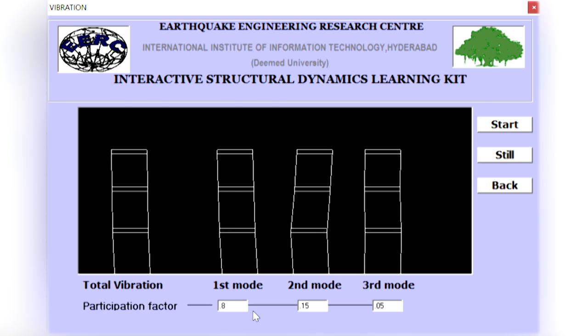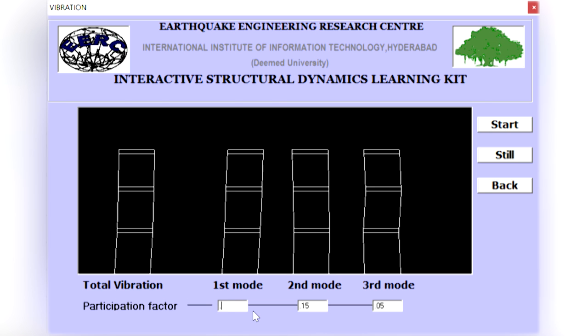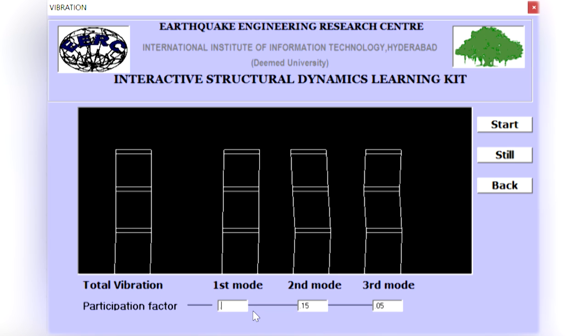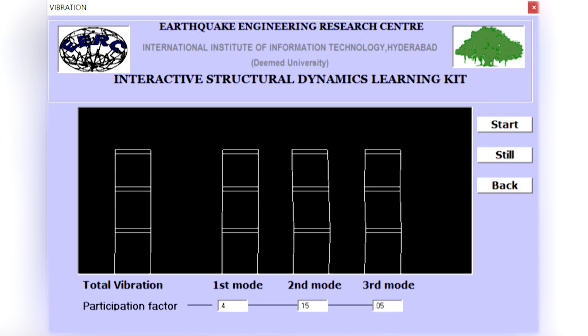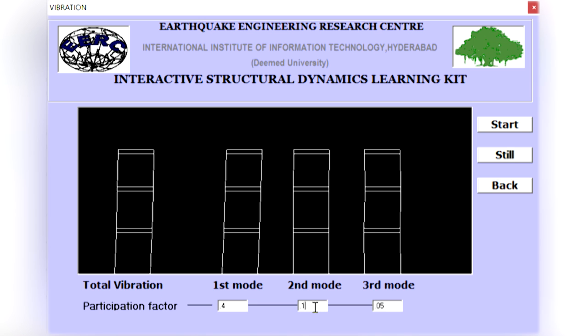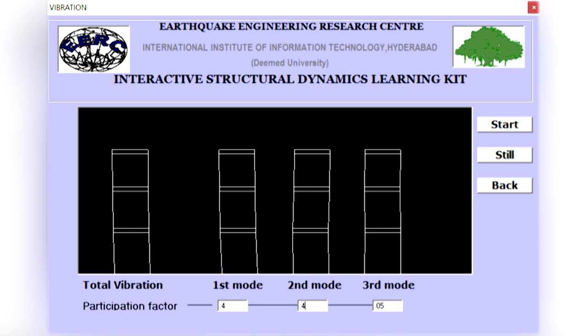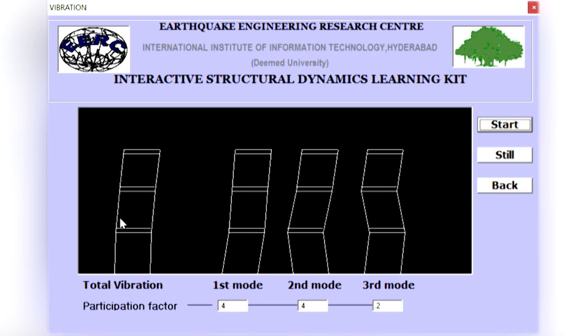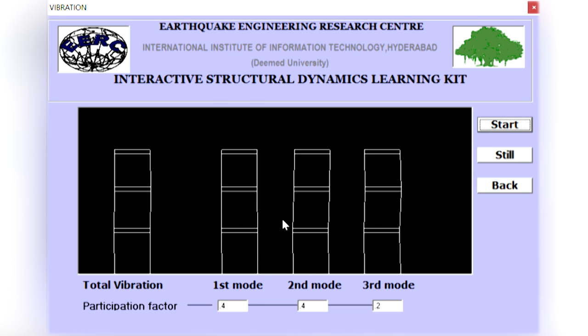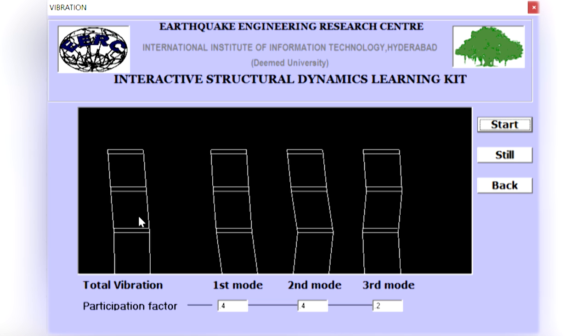In some cases, the first mode may not contribute much, or its contribution is slightly lesser or equal. Say 40% is the first mode, then again 40% is the second mode, and then 20% is the third mode. In this one, if we look at it, now the first mode and second mode both are dominating the total response.